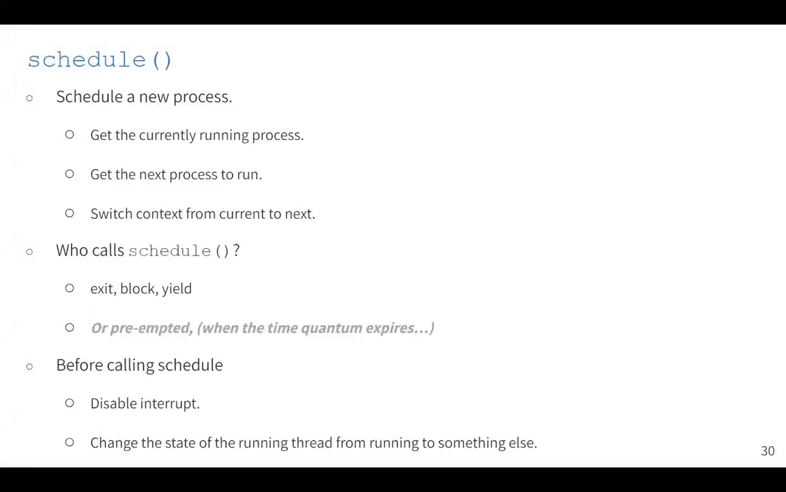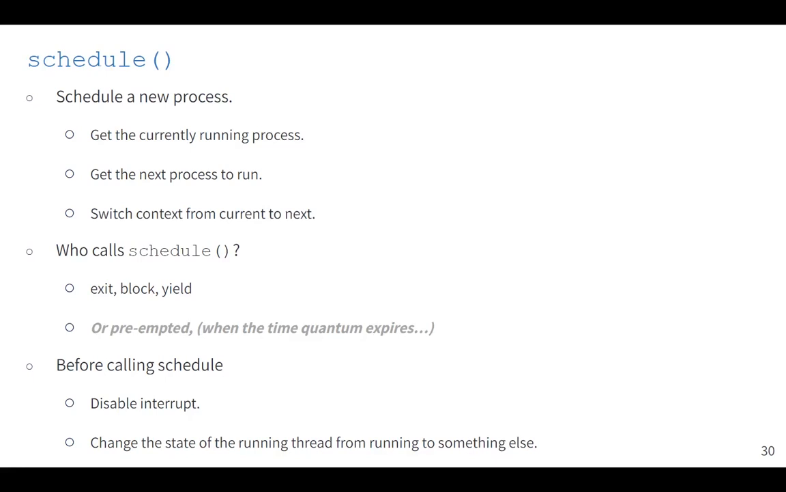The schedule function schedules a new process. So if you call schedule with the current thread, it gets the currently running process and also gets the next process to run, and it switches context from the current thread to next. So who calls schedule? Right now, in the template code, thread exit, thread block and thread yield call the schedule function. And as you implement more, you should be calling schedule for preemption or when the time quantum, the time allocated to a thread, expires.